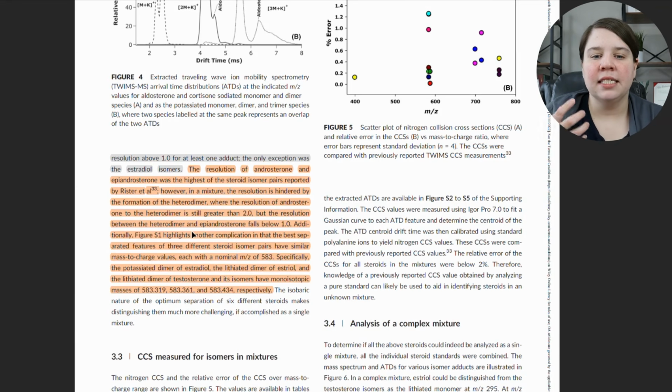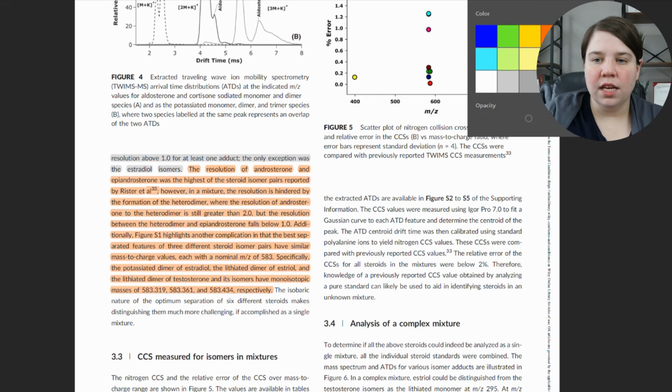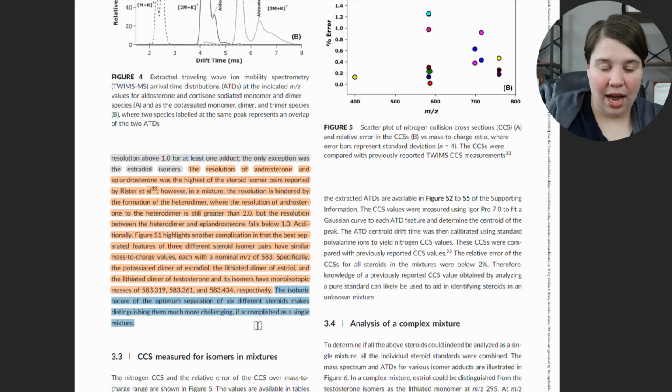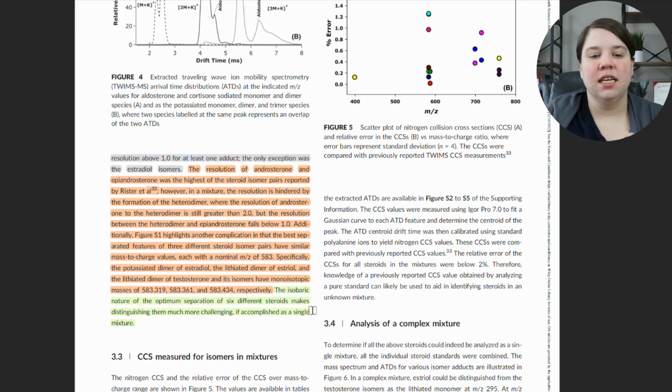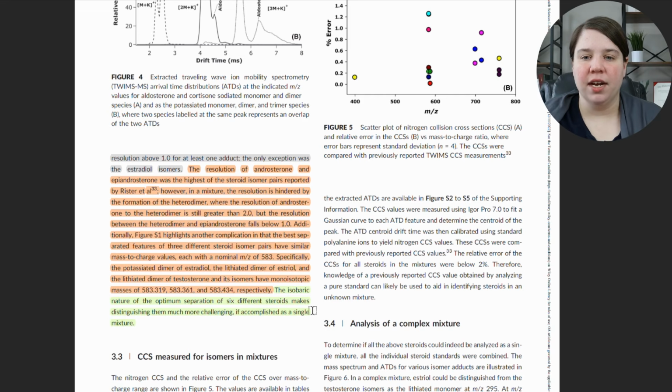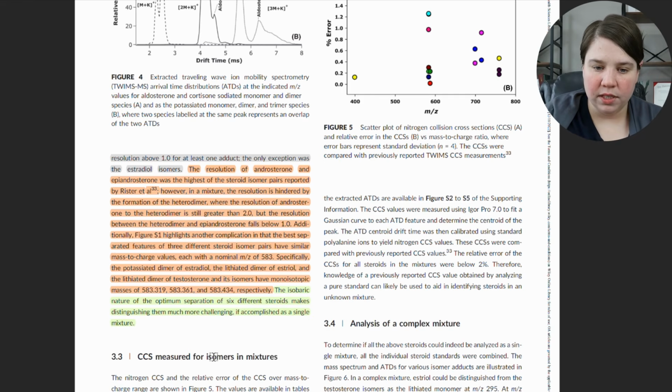It's why did these get mistaken? There's the heterodimer in there. There's other complications and different mass to charge values and all of those things. And then I give a really good conclusion sentence for what this is related to. Now, I wish I had said this in much more plain English, but basically because of the isobaric nature, some of these can actually start to overlap with each other, which might make things a little bit more difficult.